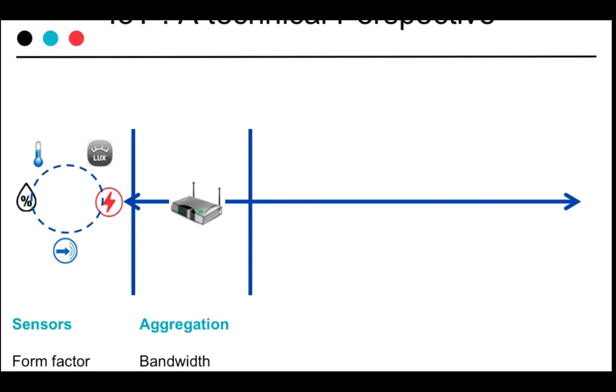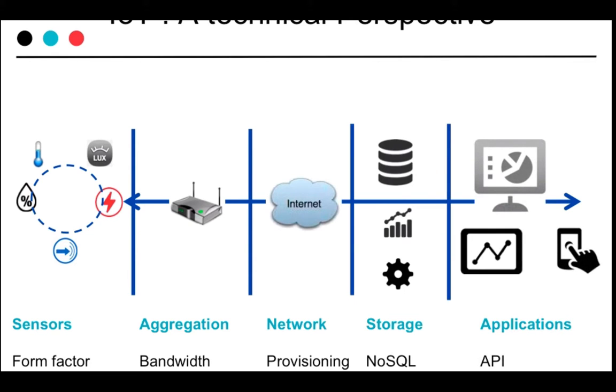You have to get that information onto the internet somehow, and that's where the second layer, called the aggregation or the gateway layer, comes in. This is typically called the front end of the system. In any IoT system, this is called the front end of the system. Next comes the back end.